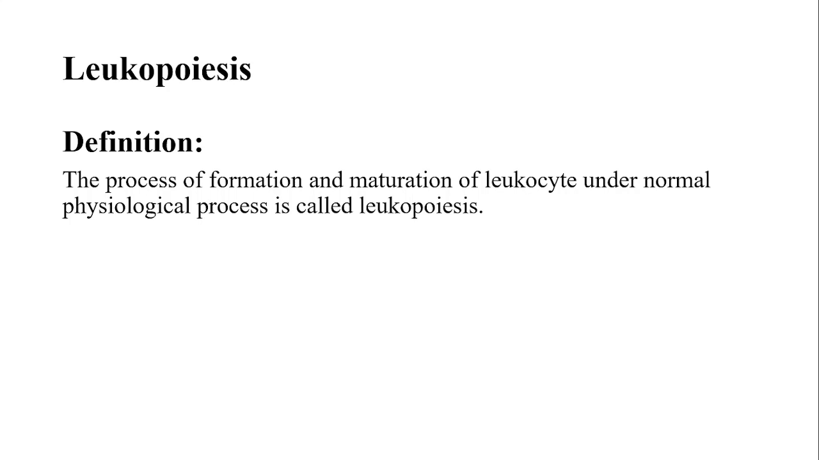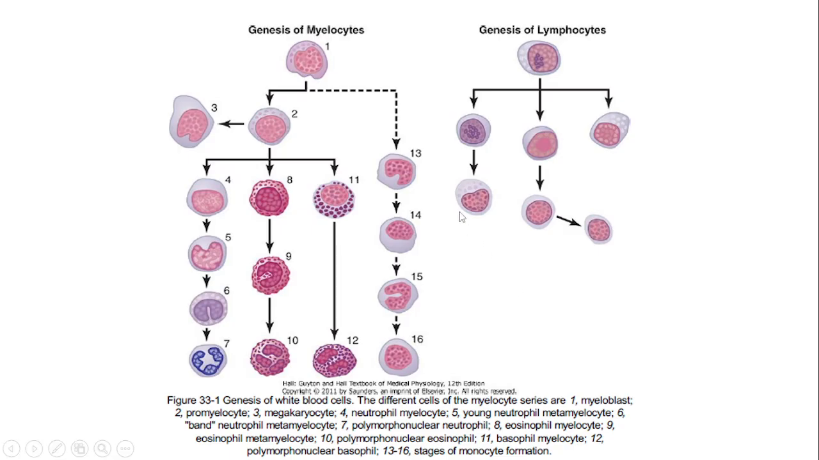So first comes the question: how are these white blood cells, or leukocytes, generated? They are white in color, so they are called leuko. Leuko means white. The process by which they are formed in a normal physiological process is called leukopoiesis. And this is a diagram or flowchart showing the various steps of leukopoiesis.